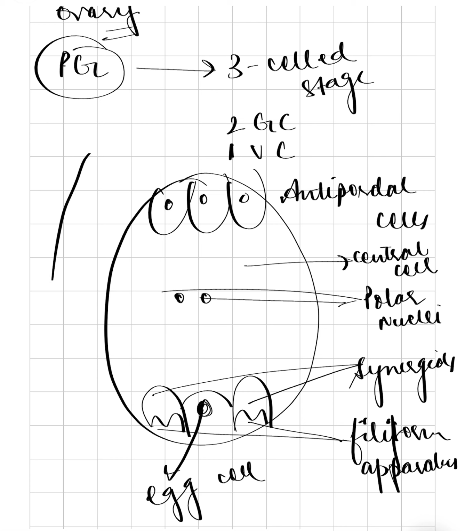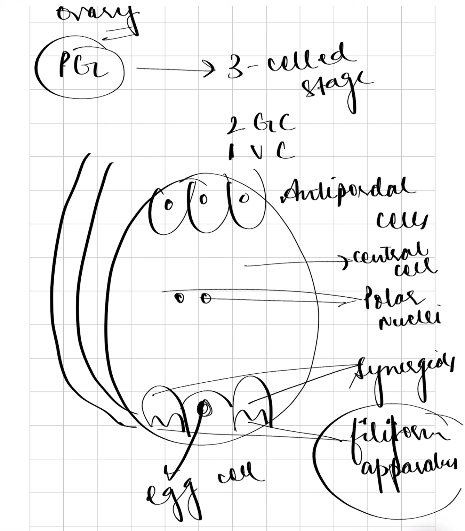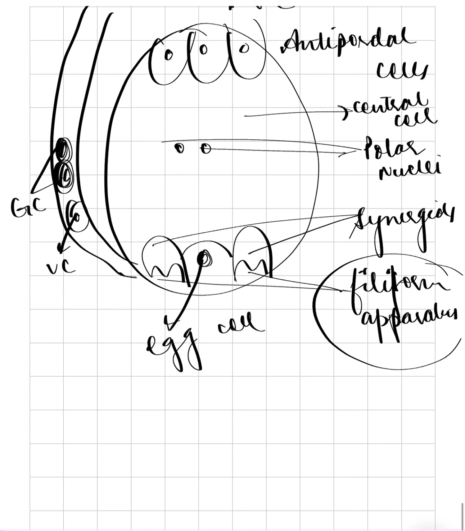Now here the pollen tube enters in the ovary. Filiform apparatus helps in the guiding of pollen tube. The 2 generative cells and 1 vegetative cell enter the ovary. Pollen tube enters in one of the synergids and releases both the generative cells, and here the vegetative cell will degenerate.